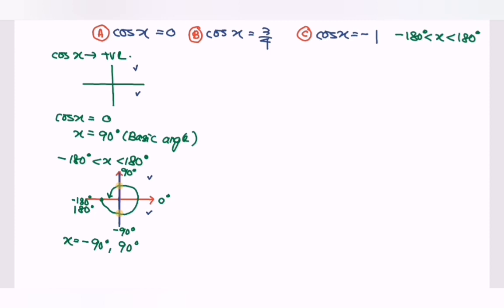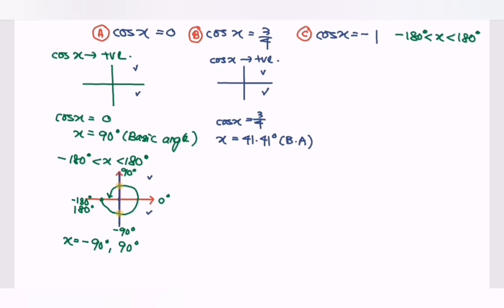Next, kindly focus on part B. By repeating the same situation, step number 1, where we have cos positive, and the quadrant will be the first and the fourth quadrant. Next, we are going to find the basic angle. So cos x equals 3 over 4. X will be equal to 41.41 degrees as a basic angle.